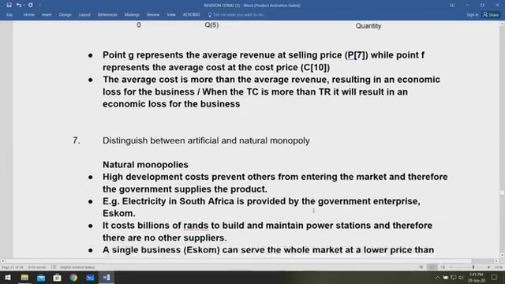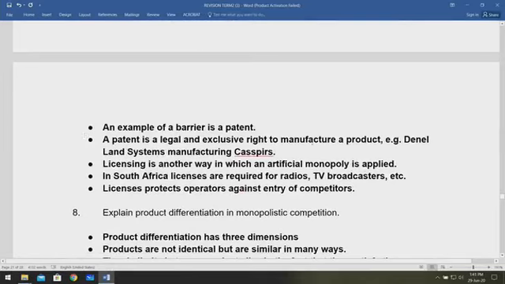Whereas your artificial monopolies, on the other hand, here the barriers to entry are not economic in nature. An example of a barrier is a patent. A patent is a legal and exclusive right to manufacture a product, example Denel Land Systems, Manufacturing, Caspers. Licensing is another way in which an artificial monopoly is applied. In South Africa, licenses are required for radios, TV broadcasters, etc. So licenses protect operators against entry of competitors. So as you can see, your barriers are what protect or keep the monopoly going.